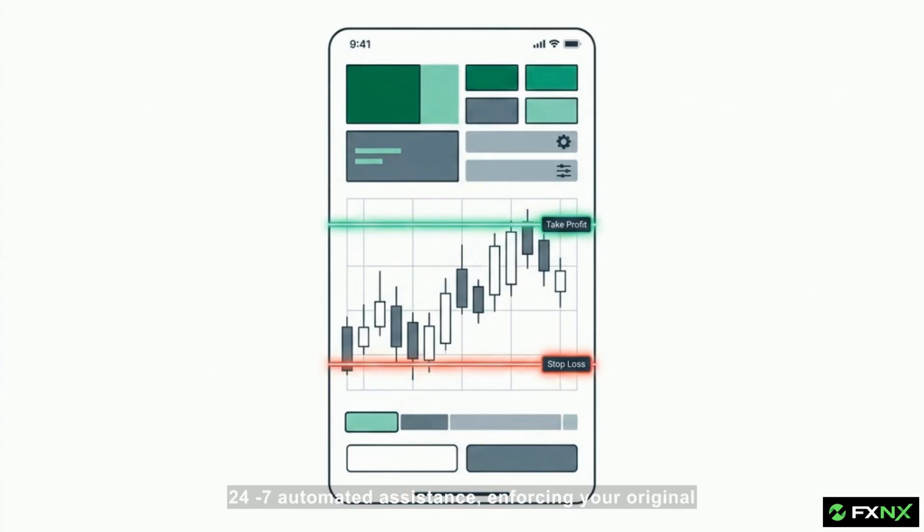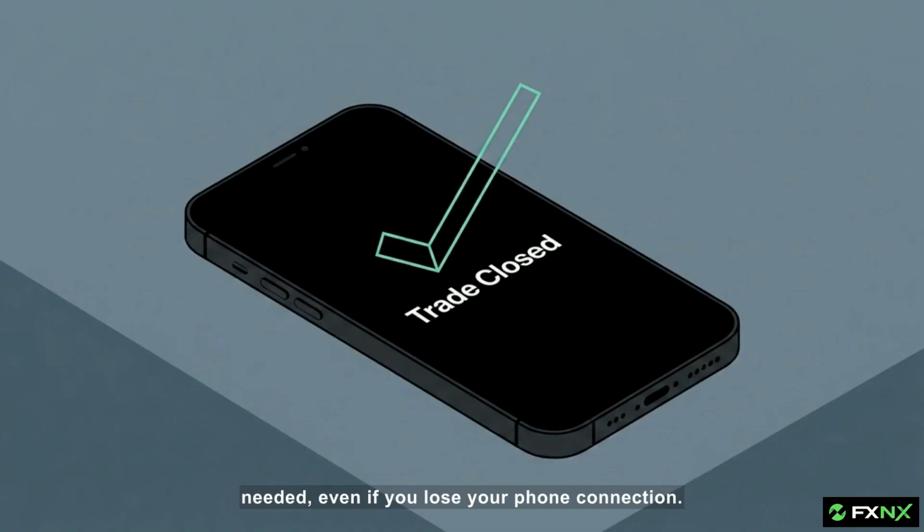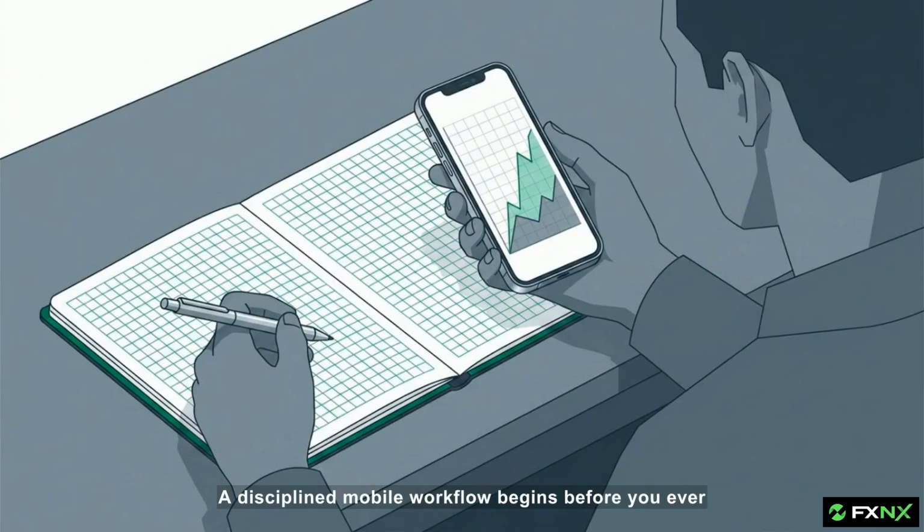They act as your 24/7 automated assistants, enforcing your original trading plan and closing the position exactly when needed, even if you lose your phone connection. A disciplined mobile workflow begins before you ever open the order window. It starts with a visual analysis of the chart itself.